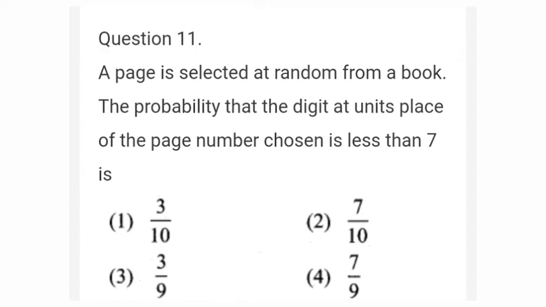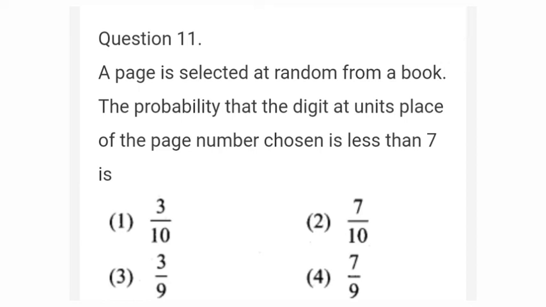Here, what is the question? A page is selected at random from a book. Find the probability of less than 7. Here option 1 is 3 by 10, option 2 is 7 by 10, option 3 is 3 by 9, option 4 is 7 by 9. So therefore less than 7 means we have to take n of a equal to 0 1 2 3 4 5 6. N of a equal to 7.